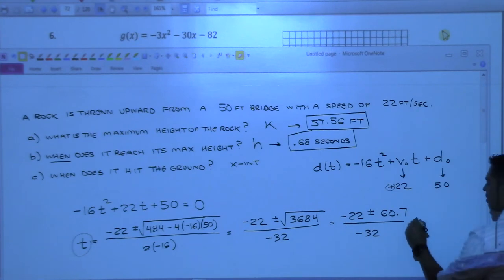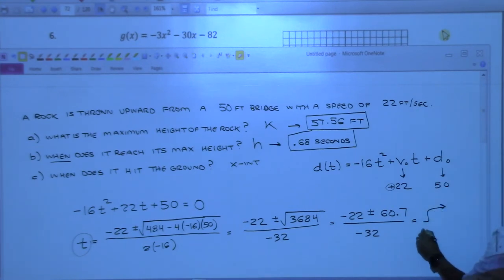Now, I'll let you take it the rest of the way here, but you should get two answers. One of them is negative 1.2, and the other one, somebody else can confirm this with me, 2.58, 2.6? Anyone else get these or something close to them? Am I the only one? Yes? Okay.